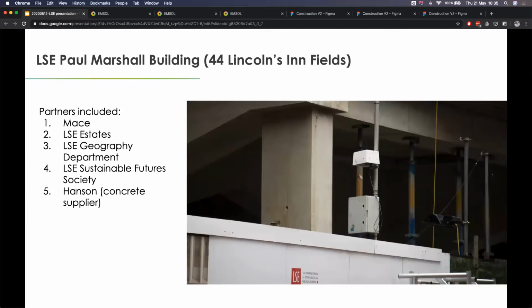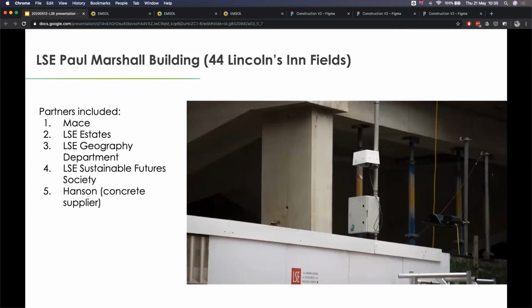Okay, so this is a bit of an introduction to who the partners were in the project. MACE are the main contractor for this site. LSE Estates are effectively the customer. And then we had the LSE Geography Department who were interested in seeing the data that we'd gathered. A bit of a change for us, I guess, having a customer that wants to see all the raw data and do their own analysis with it.